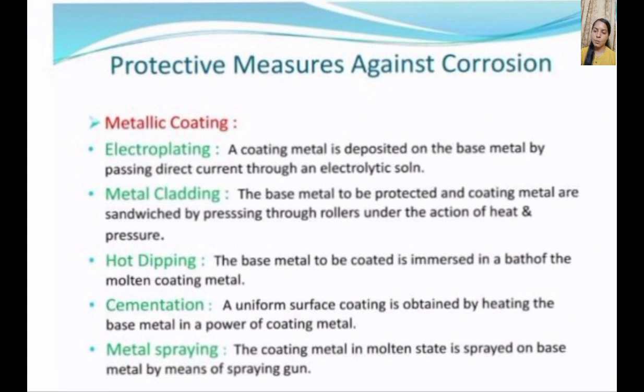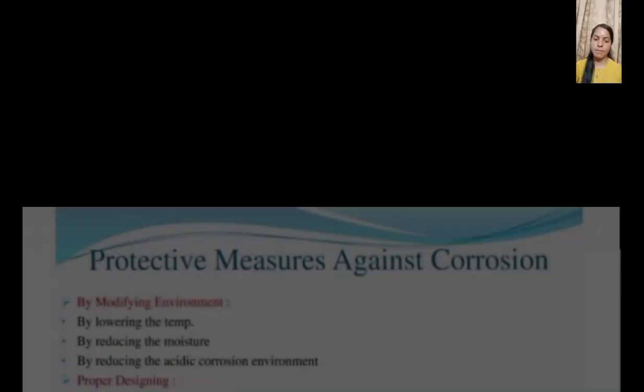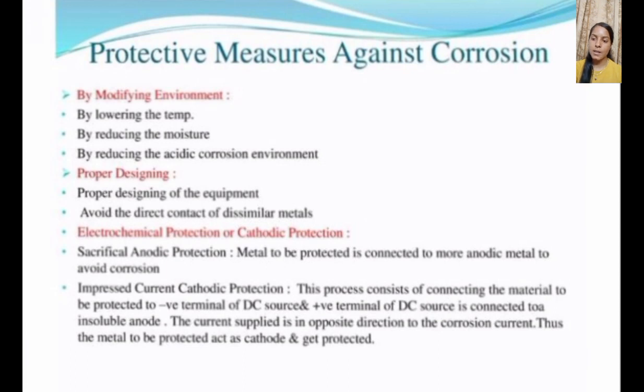The base metal to be coated is immersed in a bath of the molten coating metal. Cementation. A uniform surface coating is obtained by heating the base metal in a powder of coating metal. Metal spraying. The coating metal in molten state is sprayed on base metal by means of a spraying gun. By modifying the environment: by lowering the temperature, by reducing the moisture, by reducing the acidic corrosion environment.